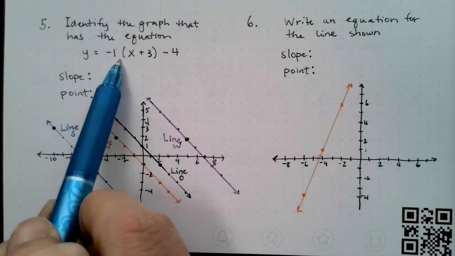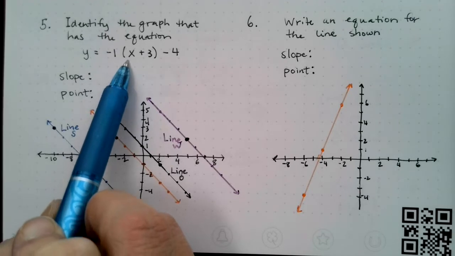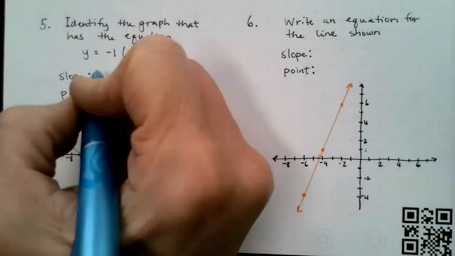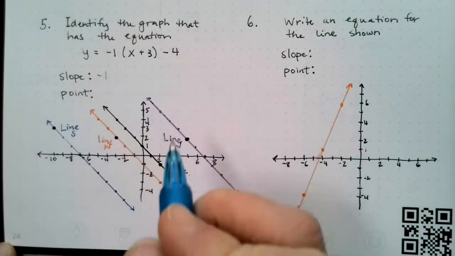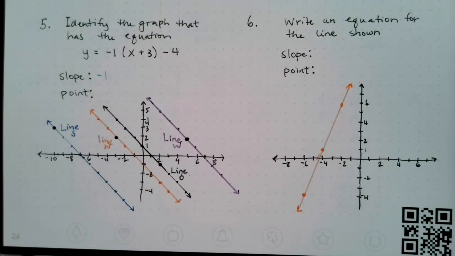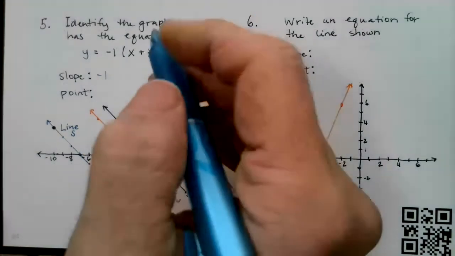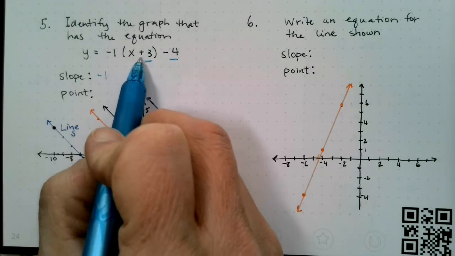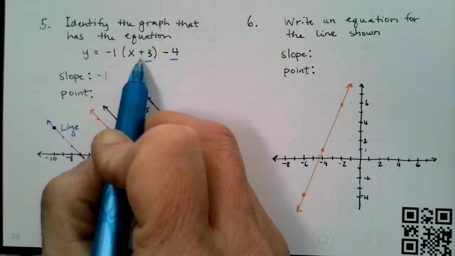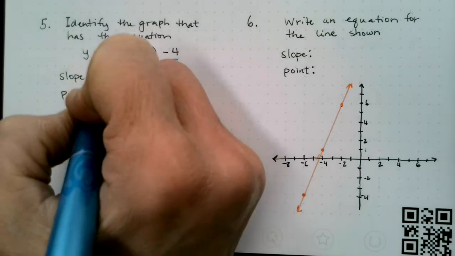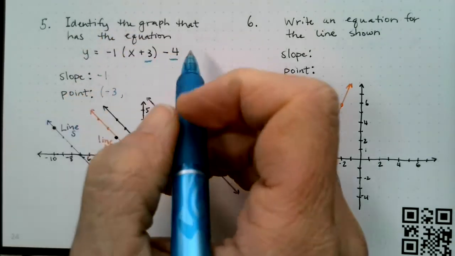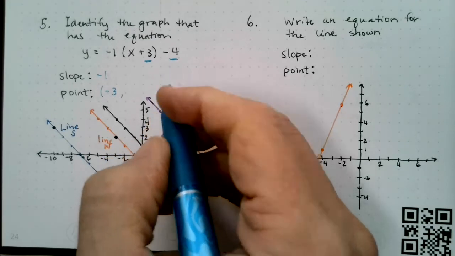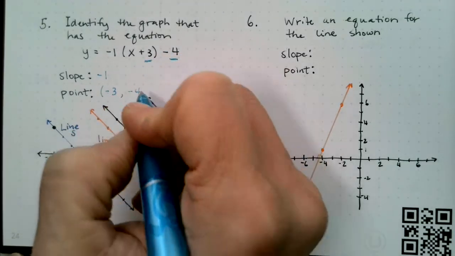So slope is always the number that is multiplied by x, often that is outside of parentheses in point slope form. It's always this first number. So my slope is -1. You could also think of that as -1 over 1. And my point, remember, I'm looking at these two values, and it's the opposite of what you're seeing in here. So instead of +3, our point is -3. And then for the y value, it's what's outside, and it's exactly as you see it here of -4.